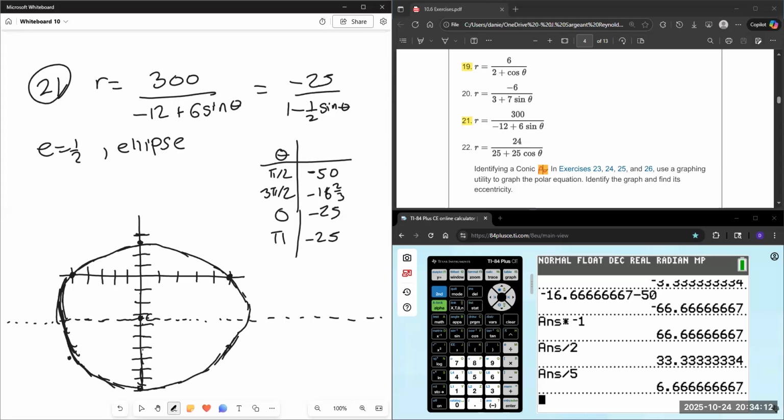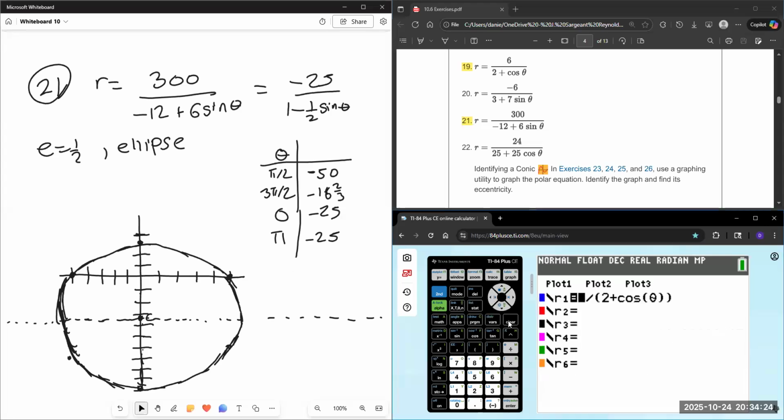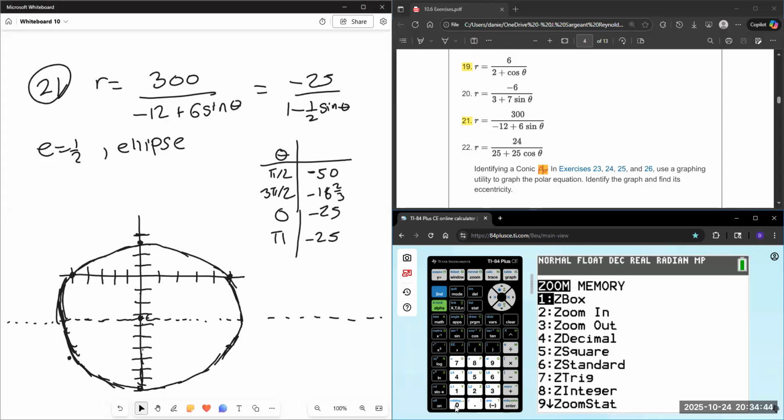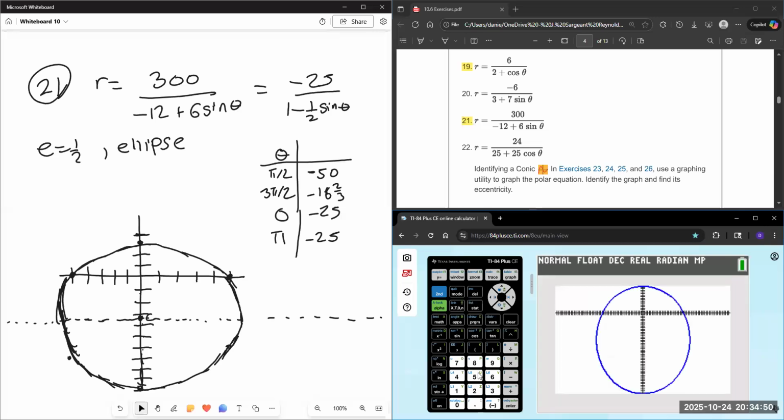I want my calculator to do a much better job with this. Kind of like that. Still stretched out mostly in the y direction, but 300 divided by -12 plus 6 sine of theta, and try and graph that. We're not going to see anything. Zoom 0, and then I'll zoom square to square this up and give it the right shape. And there it is.